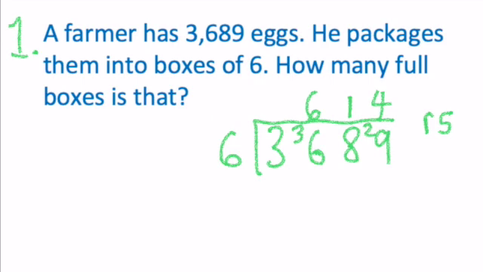So the farmer can make 614 full boxes. He has 5 eggs left over. He's not going to put those in a box. I assume he's selling those boxes, and no one wants to buy a box of 6 eggs that only has 5 eggs in it. So he has 614 full boxes.